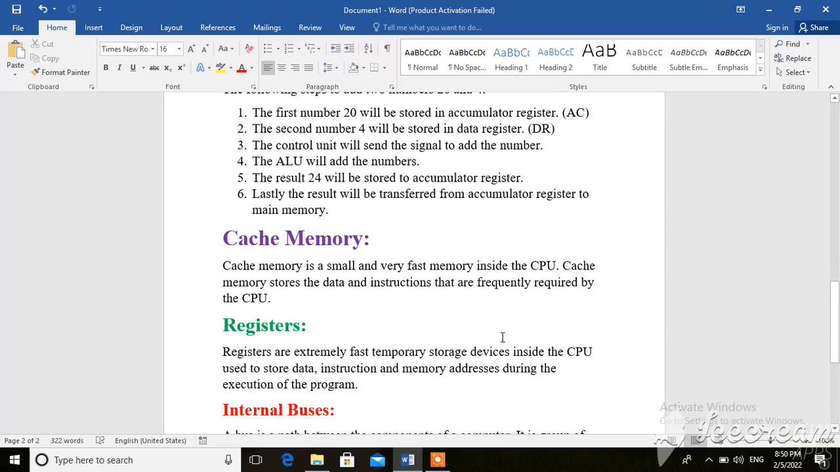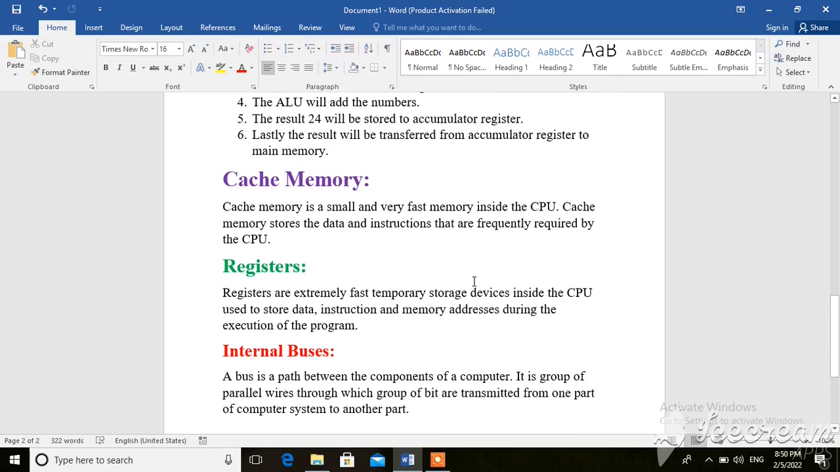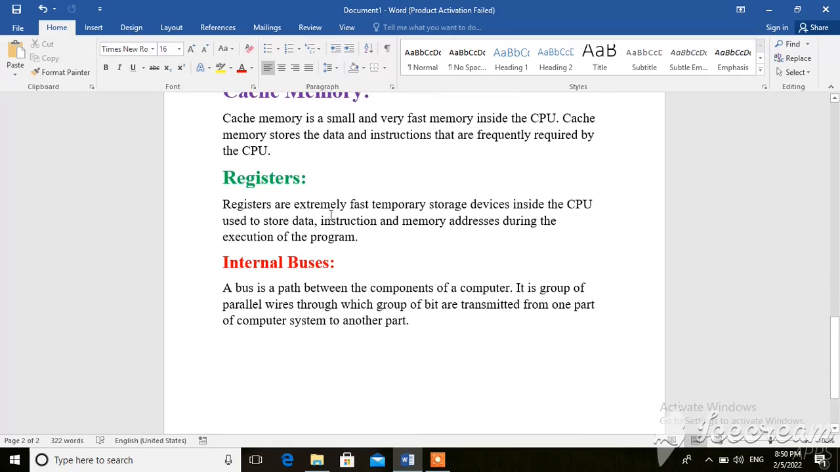Cache memory. Cache memory is a small and very fast memory inside the CPU. Cache memory stores the data and instructions that are frequently required by the CPU. उसके बाद आते हैं registers. Registers क्या है? Registers are extremely fast temporary storage devices inside the CPU used to store data, instructions and memory addresses during the execution of the program.